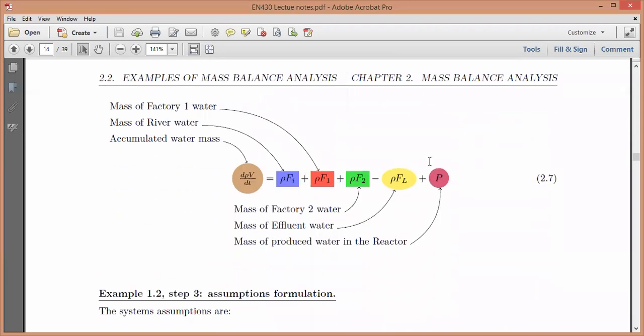Okay, so how do we understand it further here? Basically, we're trying to understand the accumulated water mass. So we're saying the water that came in, minus the water that is leaving through these outlets, plus any production, if any, of water in this reactor. In this case, our reactor is the lake. That is basically what we're trying to establish here.